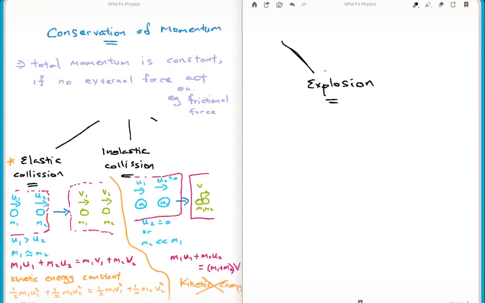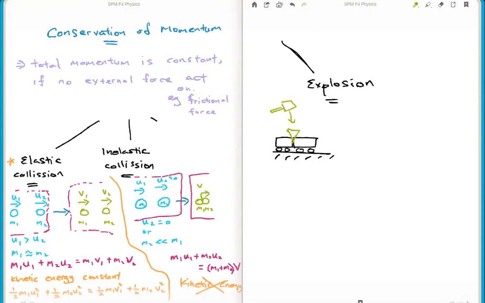Example, explosion. An easier way for you to comprehend would be, on the left, I have two cars, two trolleys, and then I have a wedge, a triangular-looking object, just resting on it in the middle. Then I have a hammer.